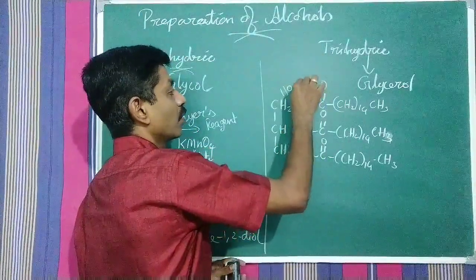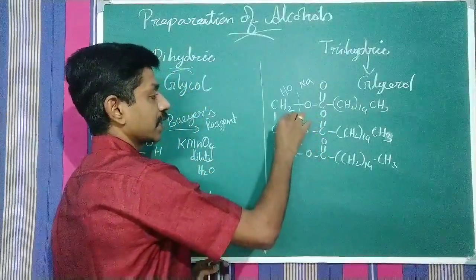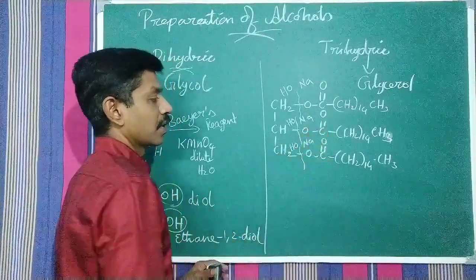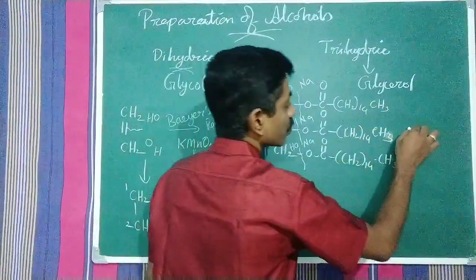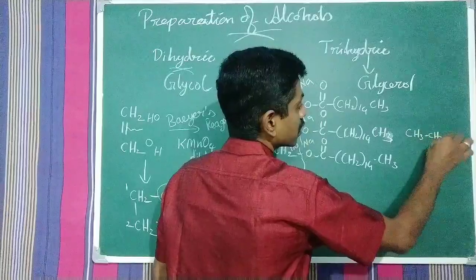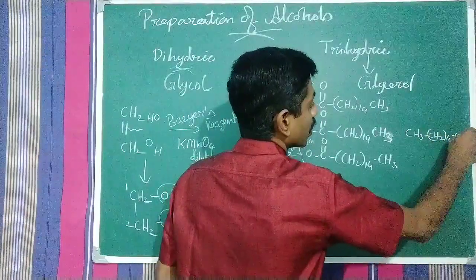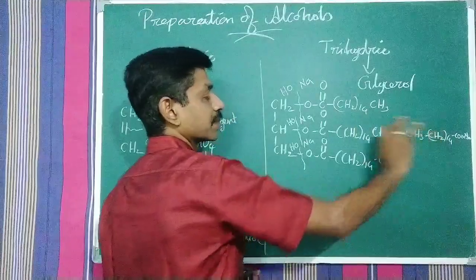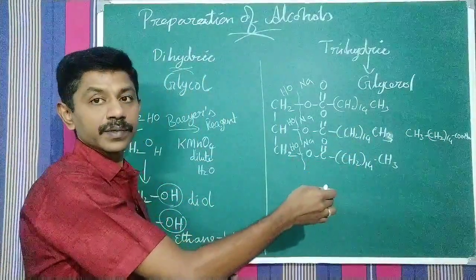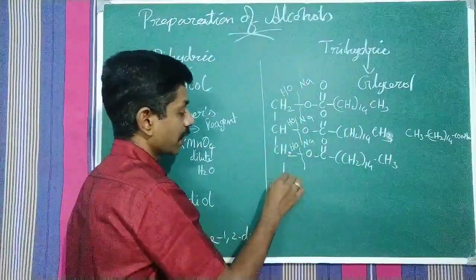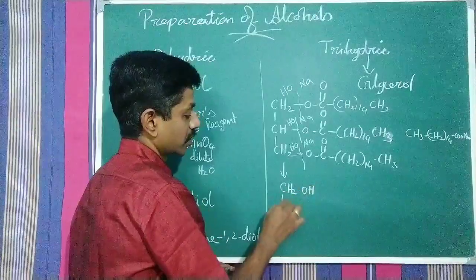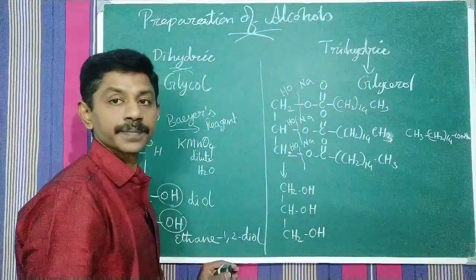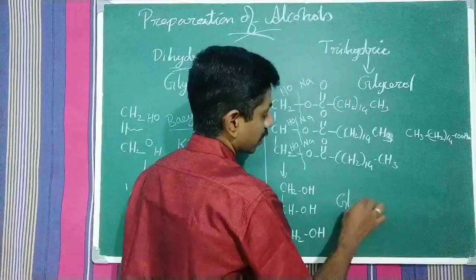That is HONa. I'll break it here and add HONa. Similarly here also, HONa. And on the right side you see three molecules of sodium palmitate are formed, CH3, CH2 14 times, COONa. This is nothing but our soap. And after the soap is precipitated and removed, in the presence of a little sodium chloride, what remains is CH2OH, single bond, CHOH, single bond, CH2OH. So this is nothing but glycerol.